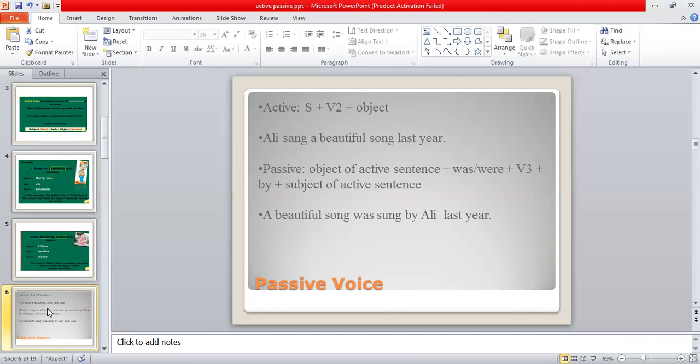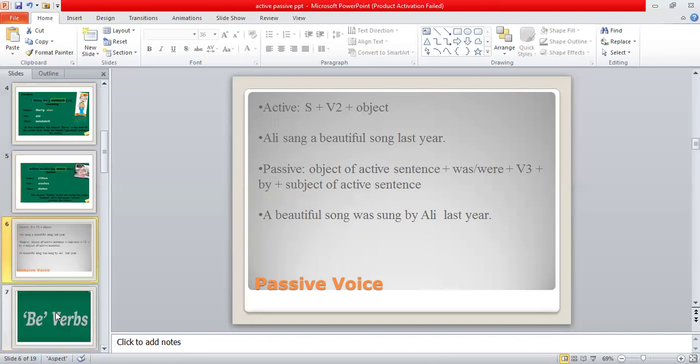What is the object of the active sentence? A beautiful song. And then we are going to have the helping verb, was or were. Then we have the third form of the verb. And then the subject of the active sentence, which is Ali, would come at the end of the sentence. This is how you have to change an active sentence into the passive voice. Again, I'm going to repeat that the object of the active sentence will come in the beginning of the sentence. Then helping verbs will be there, the third form will be there, and the subject of the active sentence will come at the end of the sentence. So this is how you can easily change an active sentence into passive voice.